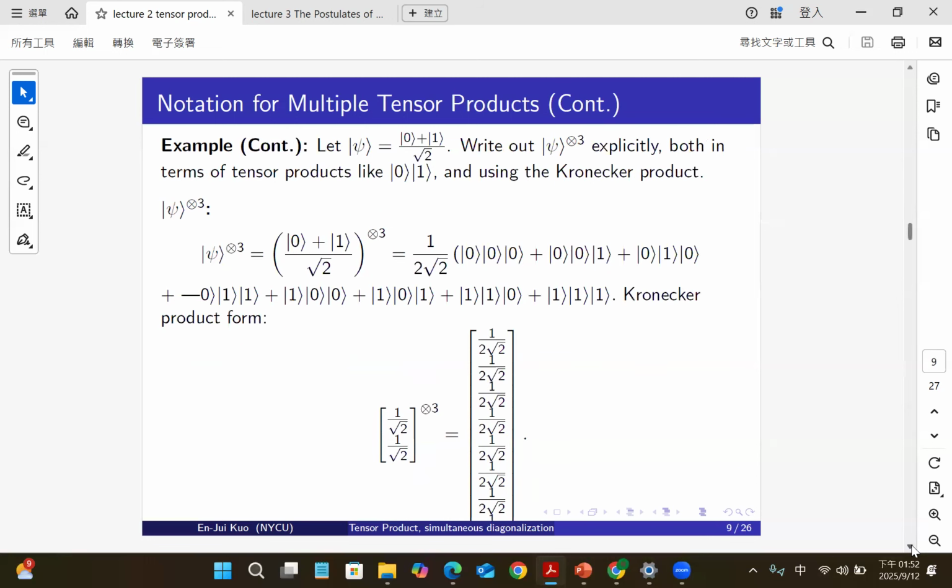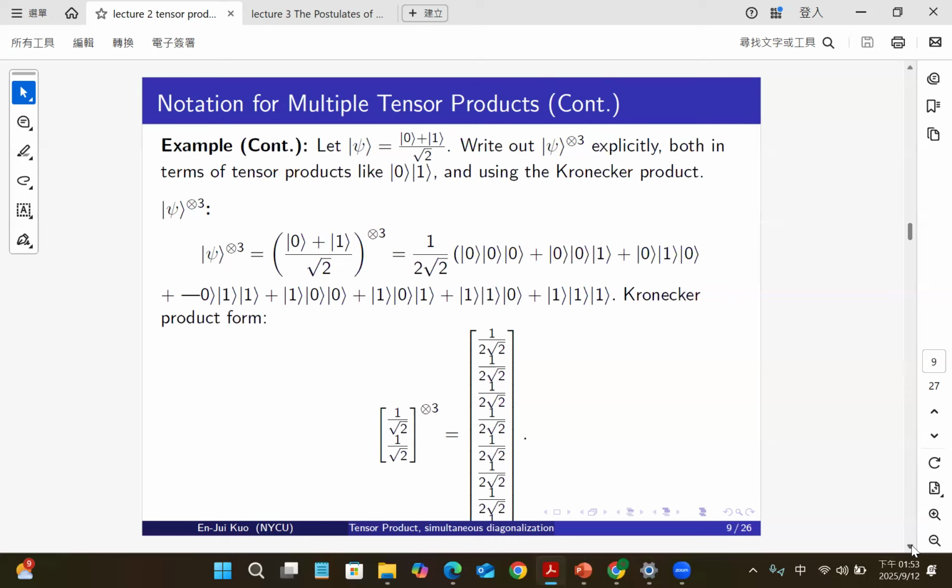And so if you do k equal to 3, then you get similar results. So remember, let's say psi is (0 plus 1) divided by square root of 2. If you tensor it 3 times, then you get all the bit strings with equal weights.